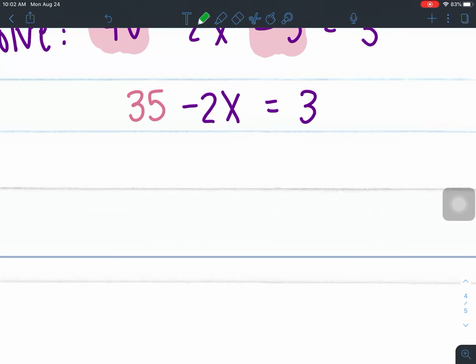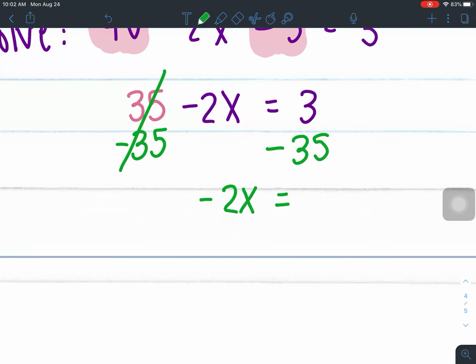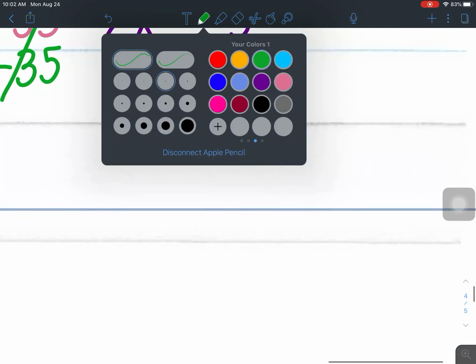You want to add or subtract before you multiply or divide. So the next thing I'm going to do is subtract 35 from both sides. Why am I subtracting? Because this 35 is positive. 35 minus 35 is 0. So then I have negative 2x equals 3 minus 35, which is going to be negative 32. And I'm going to double check this because I just did that in my head and I get nervous with negatives sometimes. Yeah, negative 32.